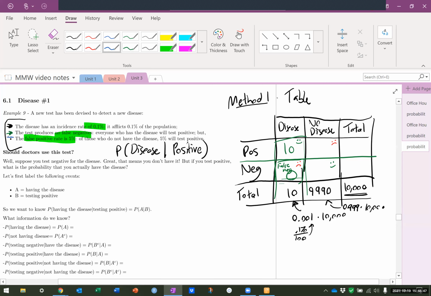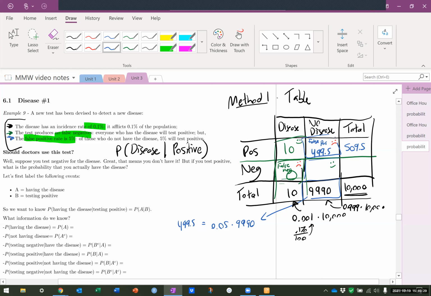And lastly, the false positive rate is 5%. Where in this table is false positive? Here is the false positive. And so if 5% of the people that don't have the disease test positive, 0.05 times 9,990 gives us the false positive count, which is 499.5. That's nice. We can use that information then to calculate the total number of people who test positive.